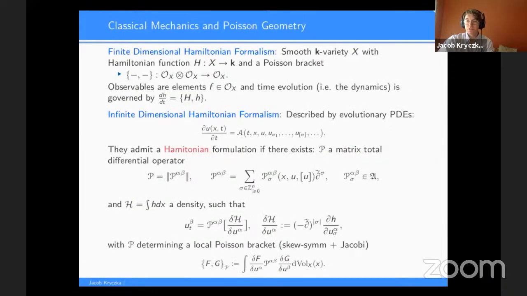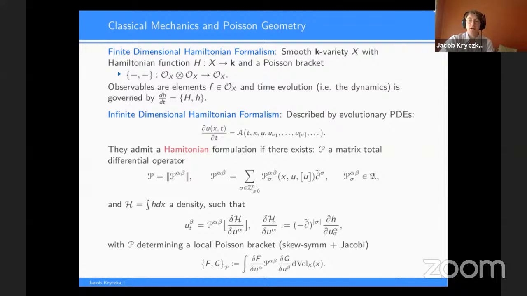So, of course, this is a Poisson conference, so I want to say a few things about Poisson geometry and try to relate it to the broader goal. In ordinary finite dimensional Hamiltonian formalism of classical mechanics, as we all know, we have some kind of smooth variety and a Hamiltonian function, which generally represents an energy. And then we have a Poisson bracket, and we can study the time evolution of the system in terms of typically an ODE.